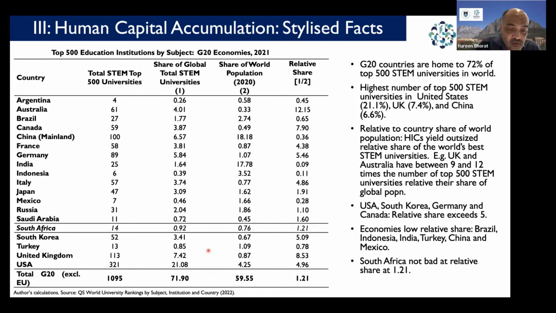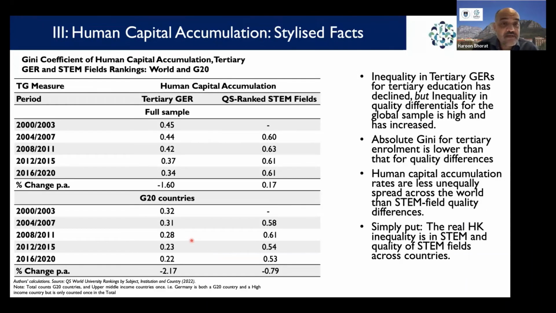So now, what about inequality? Really important, right? So remember, I've got rates of change, but I also have inequality of STEM fields and of technology consumption and technology production. The Gini coefficient, remember, tertiary gross enrollment rates. So these are shares of people at the universities. How is that distributed across countries? How unequally distributed is it? Well, it's high, right? But it's actually been declining.